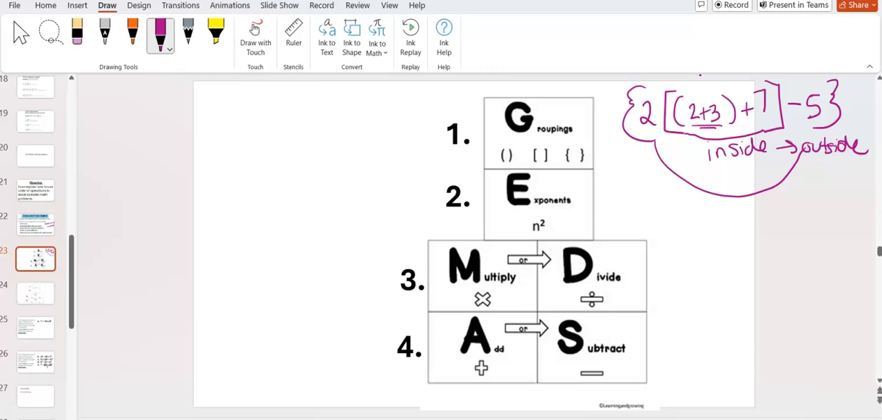Another grouping symbol that isn't on here is a division bar, because I could have a problem that says 2 plus 3 divided by 2. And usually that division bar would tell me to do my addition up here first, then divide by 2 second. So division bars are grouping symbols, along with braces, brackets, and parentheses. So that's what I like to use first. So number 1 is groupings. So you want to write that down.